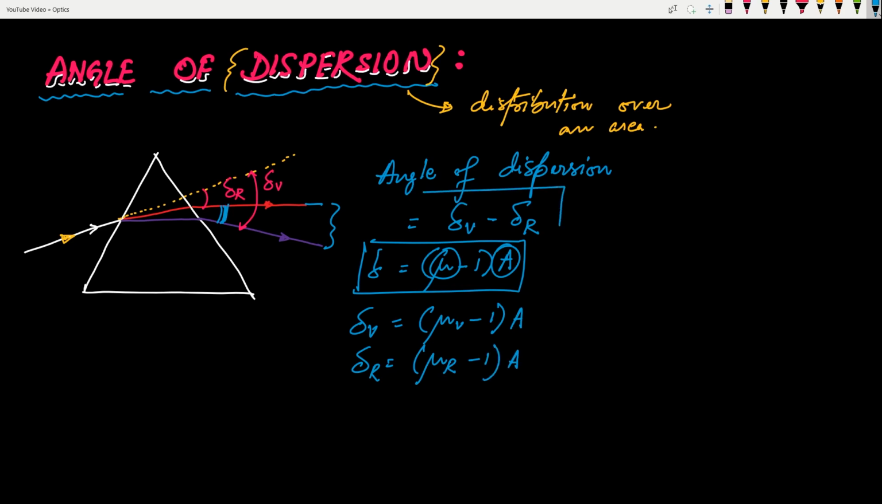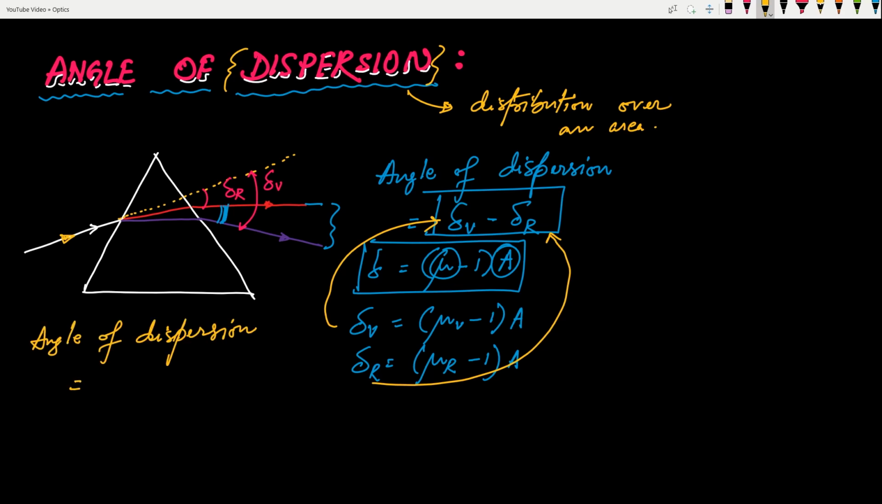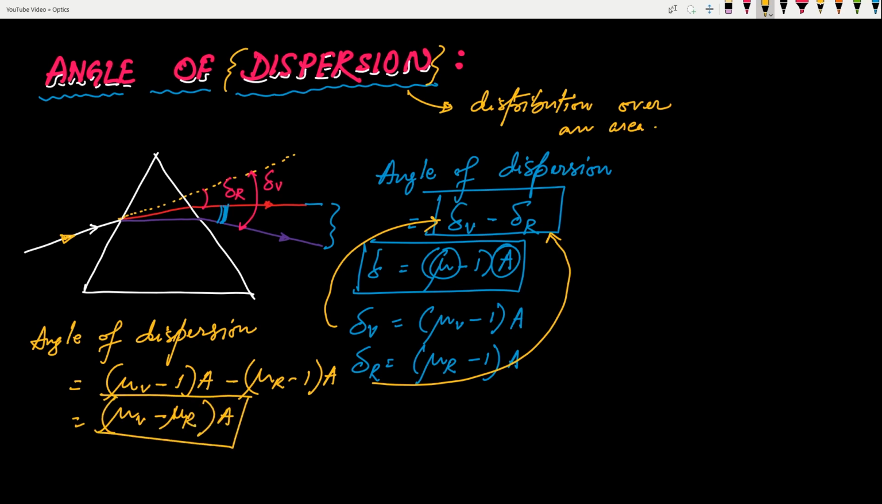Now we know that angle of dispersion is delta V minus delta R, so we'll be using this formula directly here. If we put the value of delta V and delta R, we'll get the angle of dispersion. Angle of dispersion is equal to, I'm just putting the value of delta V, (mu V minus 1) multiplied by A minus (mu R minus 1) multiplied by A. If we take A as common, then we will get (mu V minus mu R), 1 will get cancelled, multiplied by A. So this is actually the angle of dispersion.